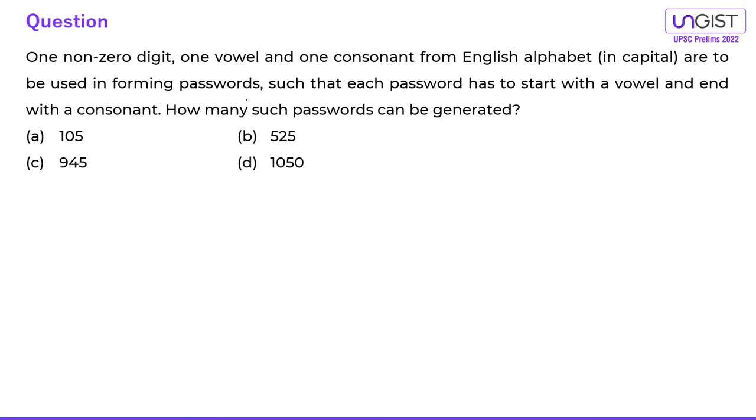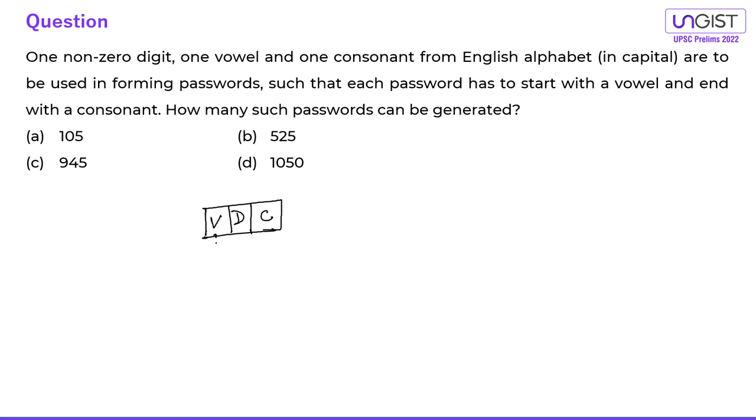Next question is, one non-zero digit, one vowel and one consonant from English alphabet in capital are to be used in forming passwords such that each password has to start with a vowel and end with a consonant. How many such passwords can be generated? Okay. Dekhiye, one non-zero digit, one vowel and one consonant. It means it's a three-digit password. It has to start with a vowel and end with a consonant, and in between there is a digit. Right? And that too a non-zero digit.